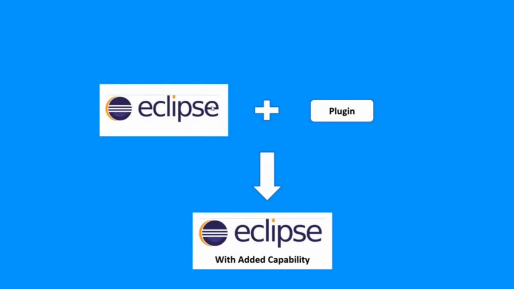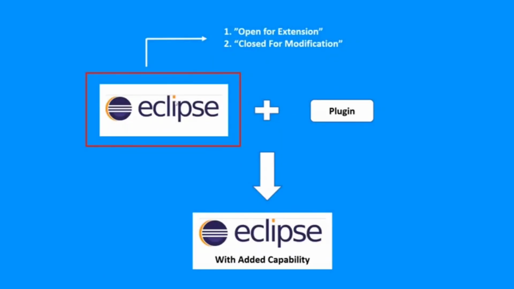Now in this overall flow, if we observe, Eclipse was a program on our computer and then a plugin came with more code. It did not modify the existing code, rather it added more code into Eclipse, which added this new functionality seamlessly. This is a wonderful example of OCP in real life.